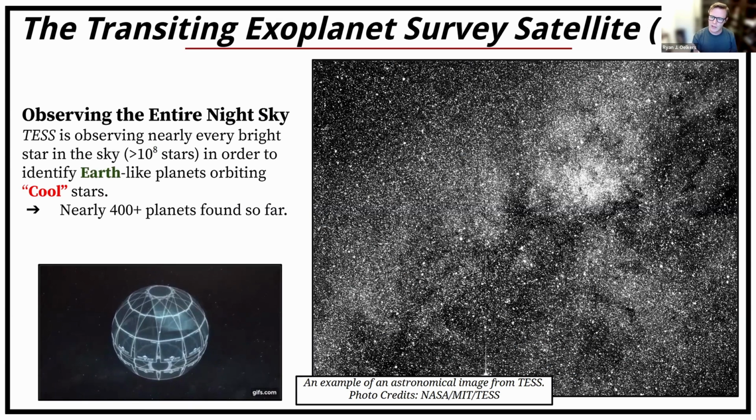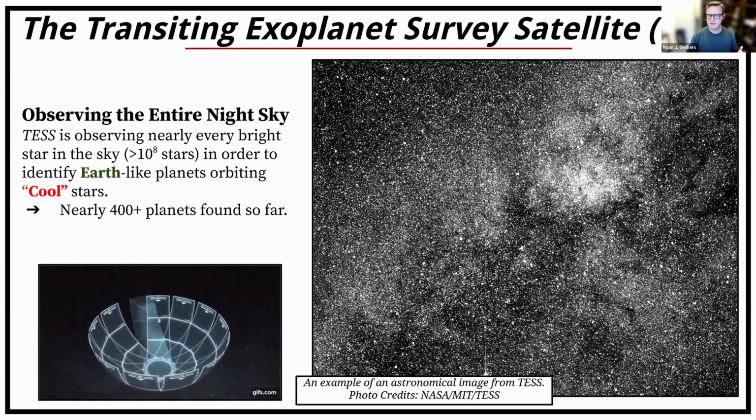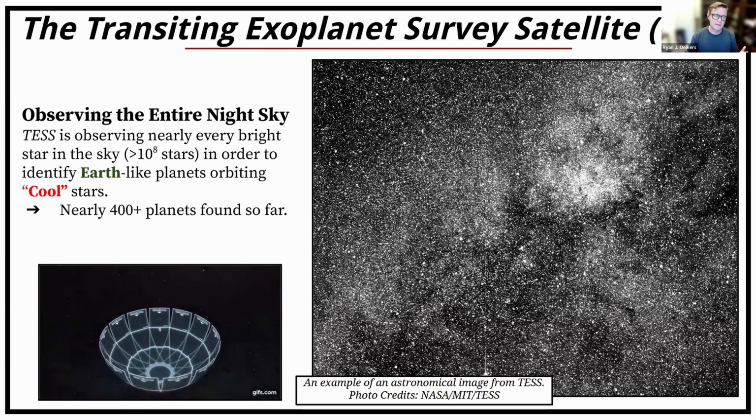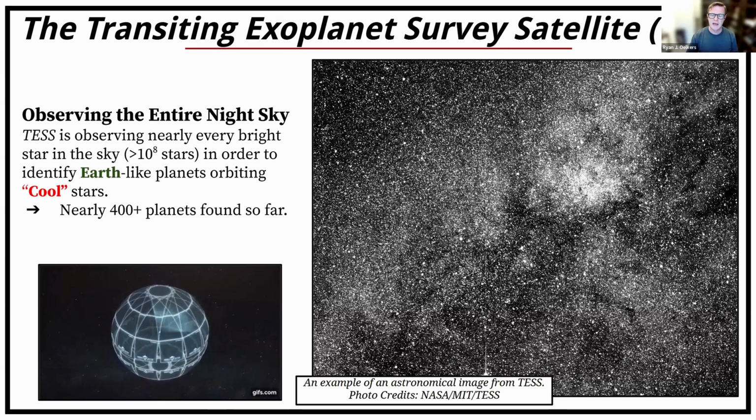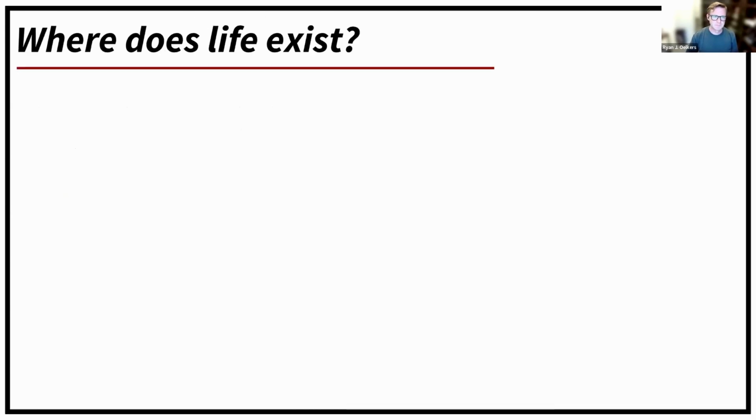So it covers the whole celestial sphere in about 2 years or so. The whole idea of TESS was to try to find Earth-like planets around cool stars. And so typically the question comes, why were we looking for Earth-like planets, and why do we want to look for cool stars? So in order to understand why we wanted to look for Earth-like planets, we wanted to try to understand where the next Earth could be.